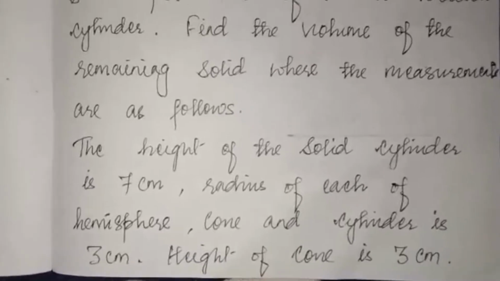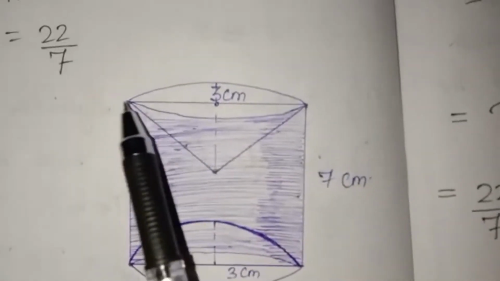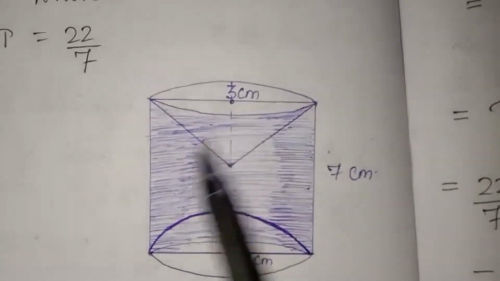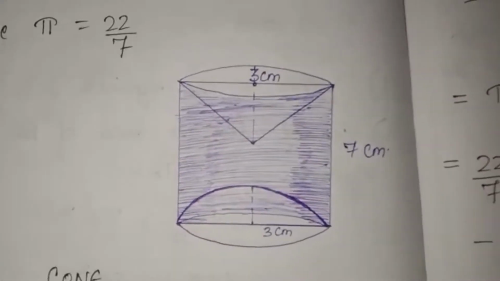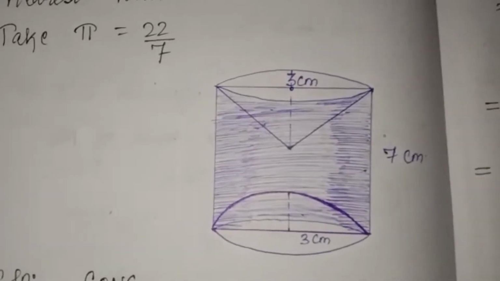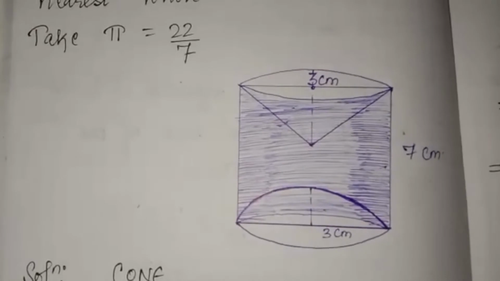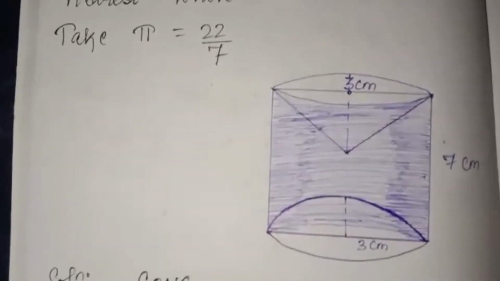Height of the cone is 3 cm. So here is the diagram. Here it is given that one cylinder is there. From this cylinder you have to take out the cone and this hemisphere. So after taking out this cone and hemisphere, what will be the volume of that solid? You have to find the volume of the solid after taking out this cone and hemisphere.